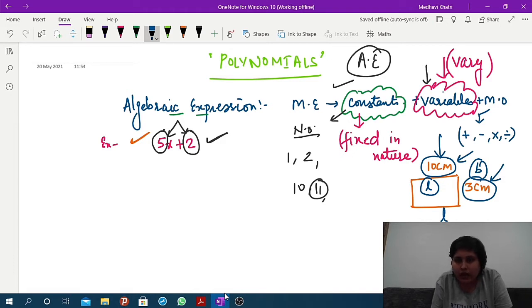We can put any value of L and any value of B, and then we can get a required rectangle of that dimension. Here I require a variable because this can be changed continuously any number of times. So what did I do? I replaced the fixed value with the alphabet. In our expressions, we'll be using alphabets in order to show the variables.